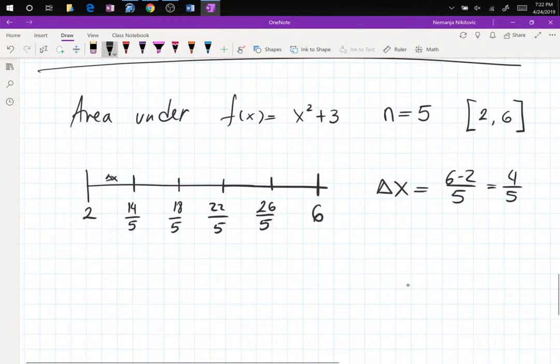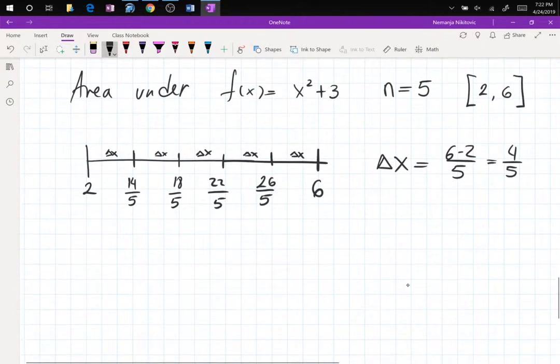Each one of these lengths is delta x length of 4/5. Now, for the left, I have left points. Let's do the red, A_L. These are my left points, because for each one of these intervals there is a rectangle above it, and the left points are where we calculate.